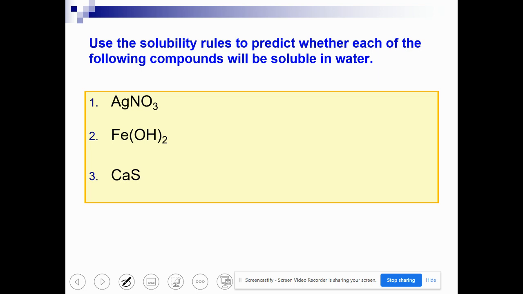Now, most of these rules are written based on what's the anion in the compound. Remember that the anion is always the second one, and this is where your ion chart will come in handy. If you don't remember exactly what NO3 is, you can find it in the ion chart for the polyatomic ions. NO3 minus 1 is nitrate.